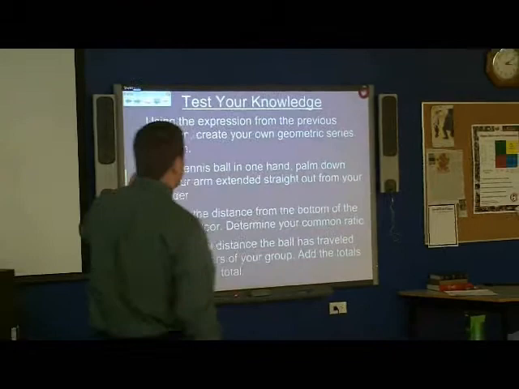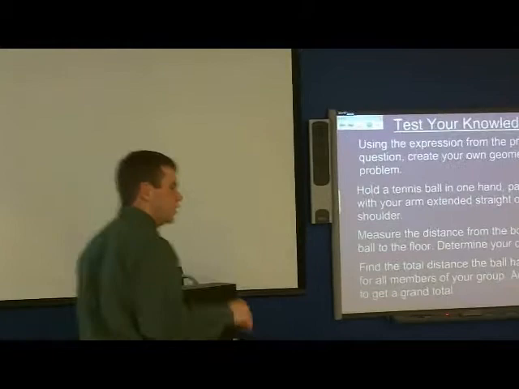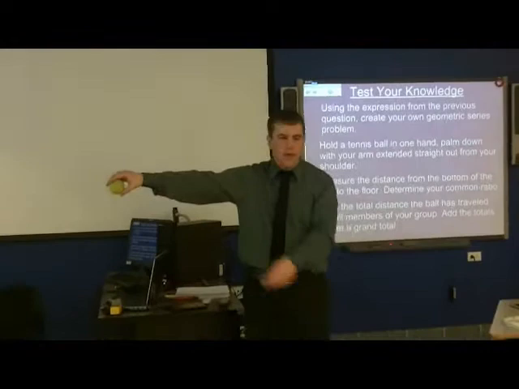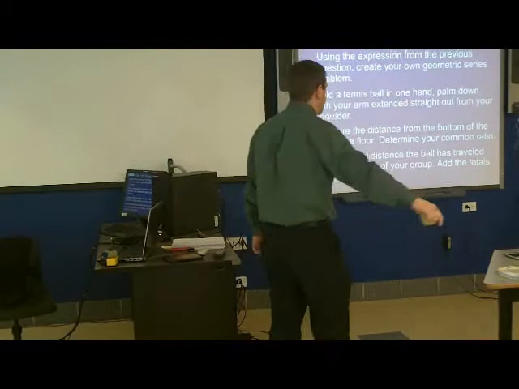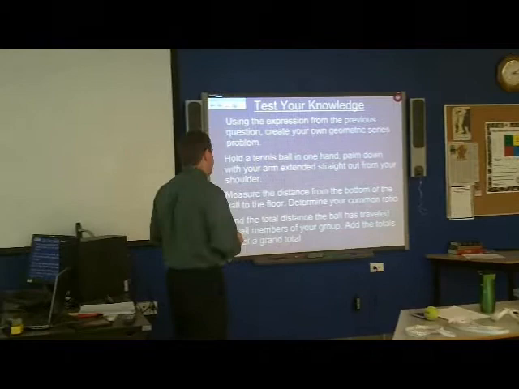And what we're going to do is, using the expressions in the previous question, I want you to create your own geometric series problem. You hold the tennis ball in one hand, with your palm down, just as I was doing, extend straight out from your shoulder, and one or two of your partners are going to help measure the distance from the bottom of the ball to the floor, so that you have your starting distance, or the first term, right? And I want you to determine the common ratio.